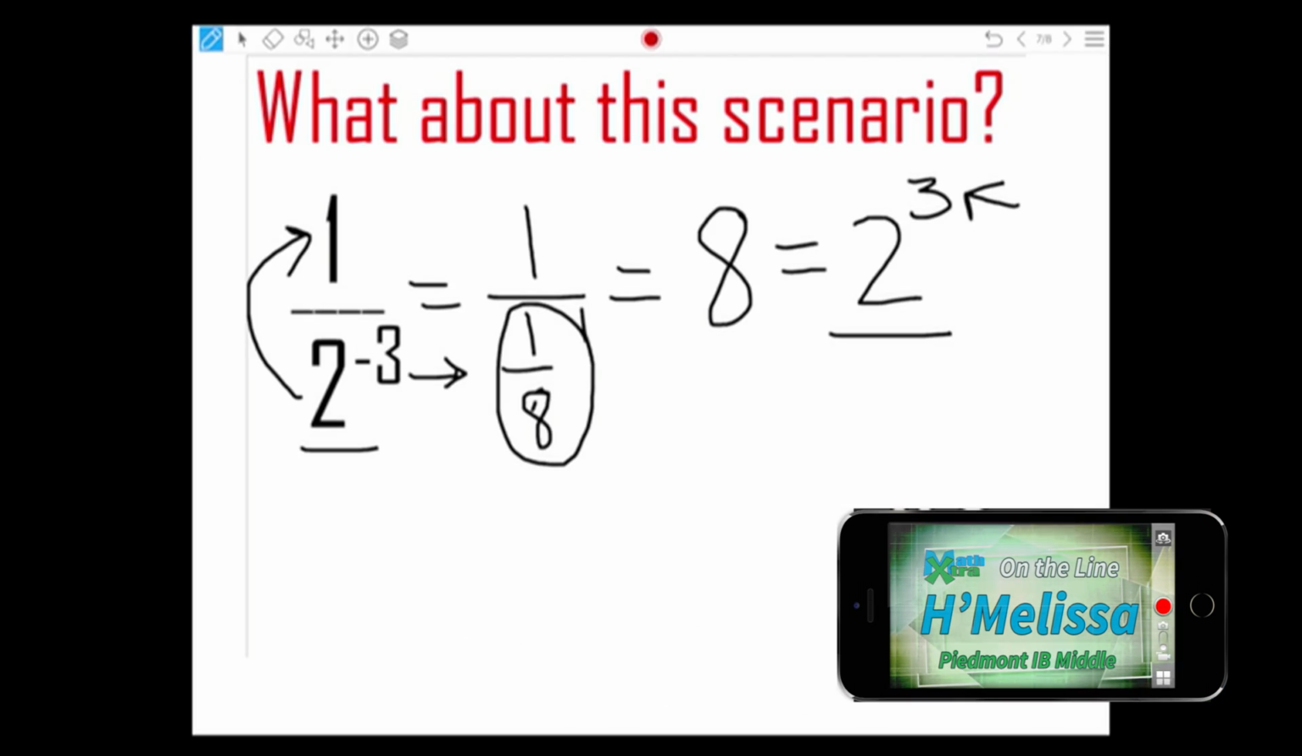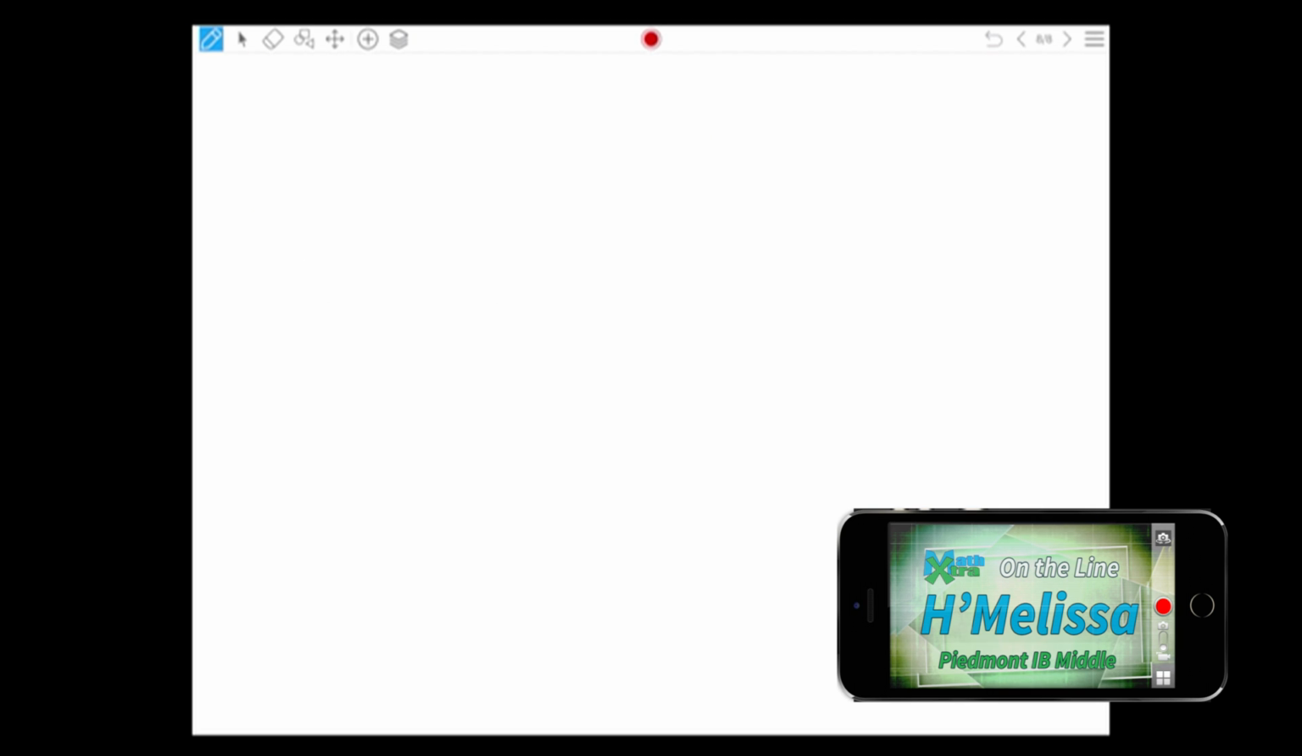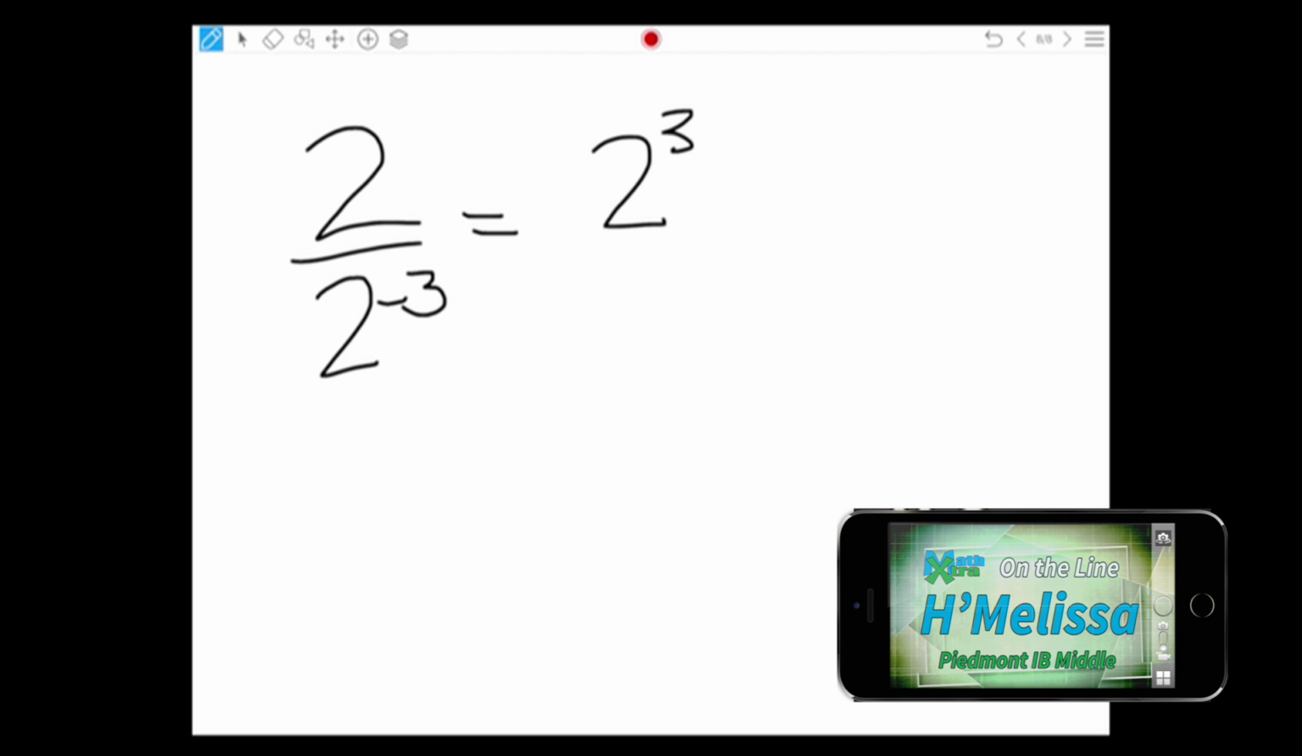What's your question today? So I'm a little confused on this. What is 2 over 2 to the negative third power? Wouldn't that be 2 to the third power over 2? Wow, Melissa, that's a good question. And I alluded to that earlier, so it's amazing that you're asking this. Okay, so let's look at the math. So you're saying what is 2 over 2 to the negative third power? Isn't that 2 to the third power over 2?